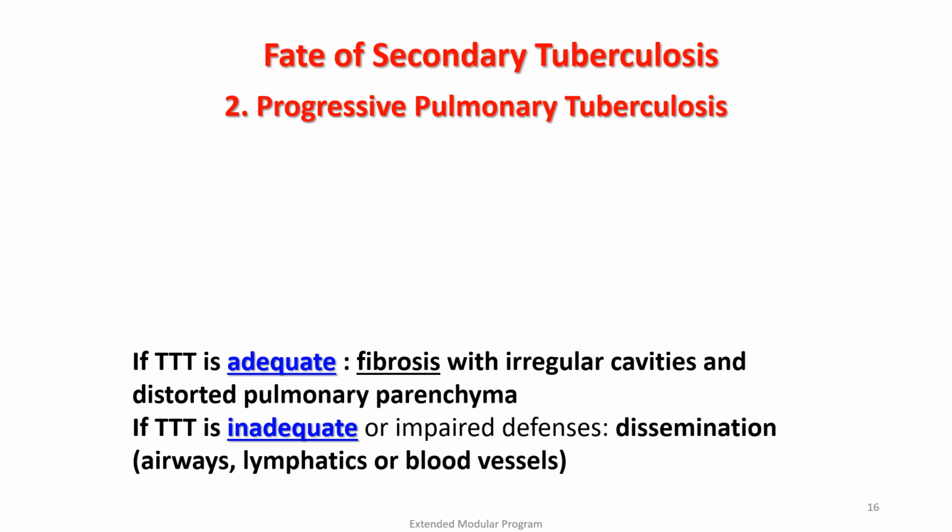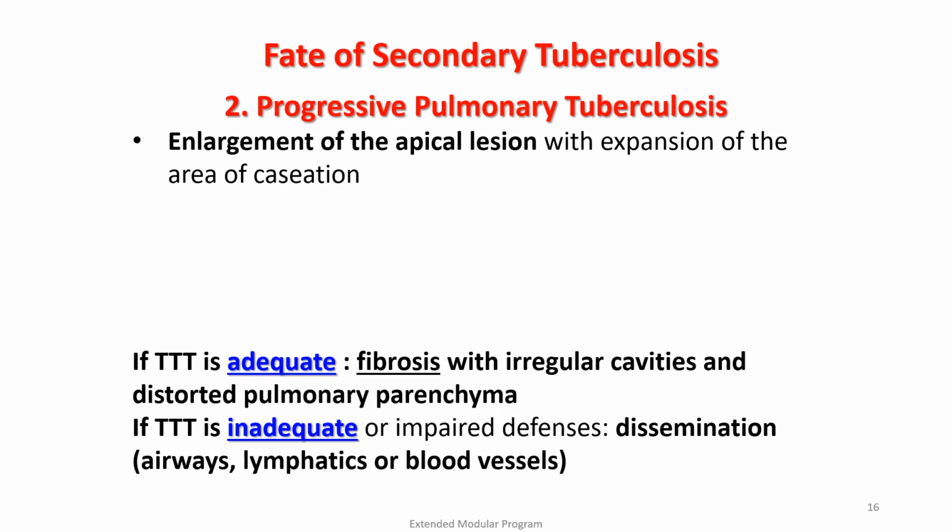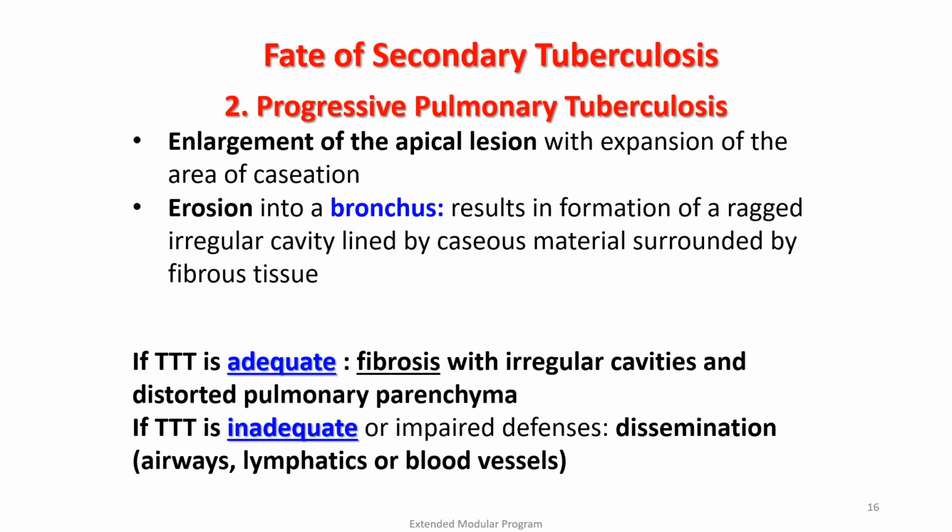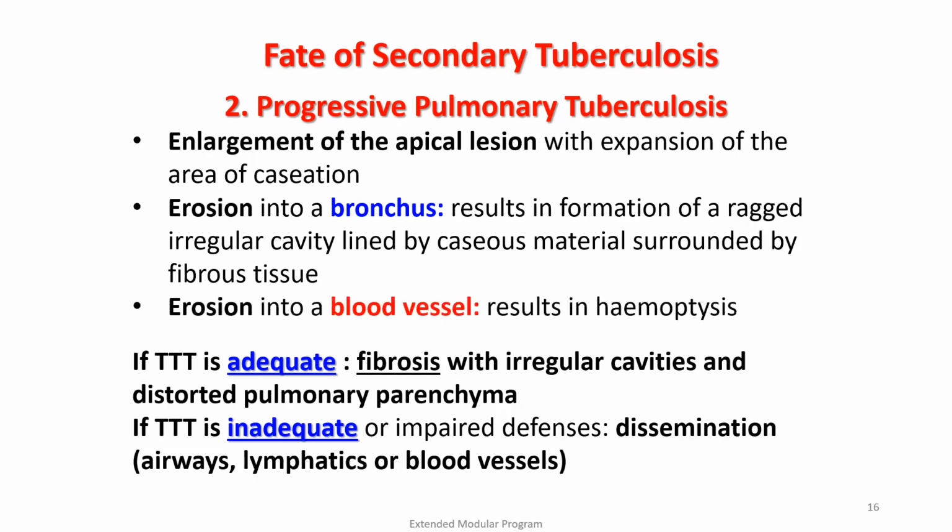The second fate of secondary pulmonary TB is progressive pulmonary tuberculosis, with enlargement of that apical lesion and expansion to form many areas surrounding it. All these areas will undergo cavitation and caseation with erosion or destruction of the nearby bronchus, forming a ragged, irregular cavity lined by caseous material and surrounded by fibrosis.